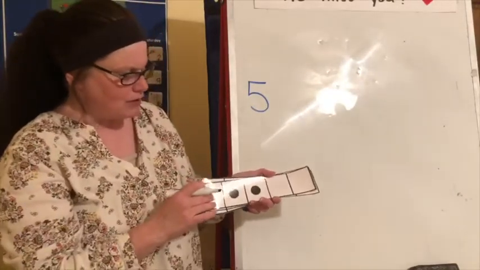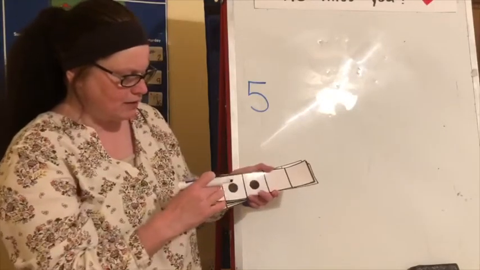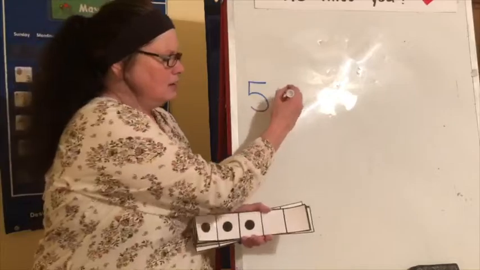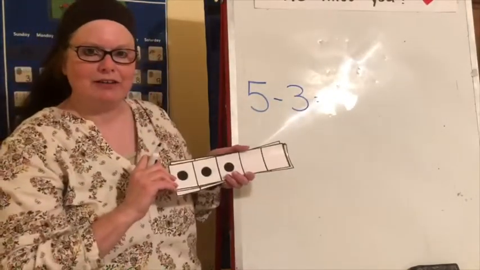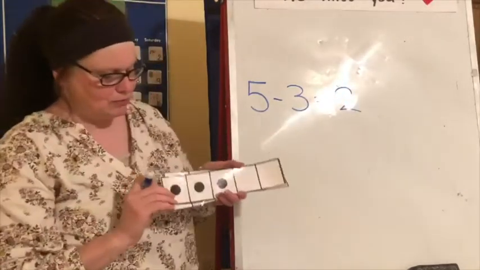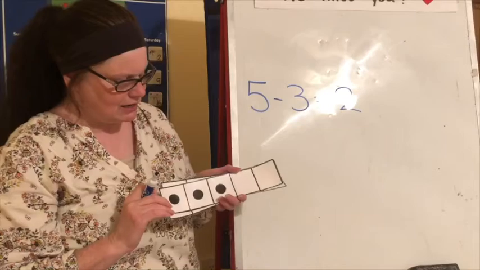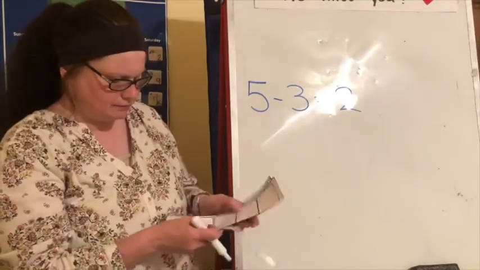So I'm going to say I have 5 spaces. 3 of them I have dots. 1, 2, 3 minus the 3 dots equals how many spaces are left? 2. Good job. So this would be 5 minus 3 equals 2. All right, let's try the next one.